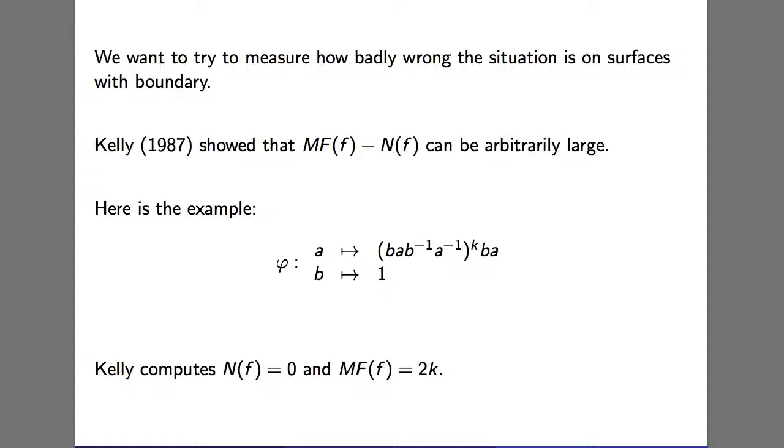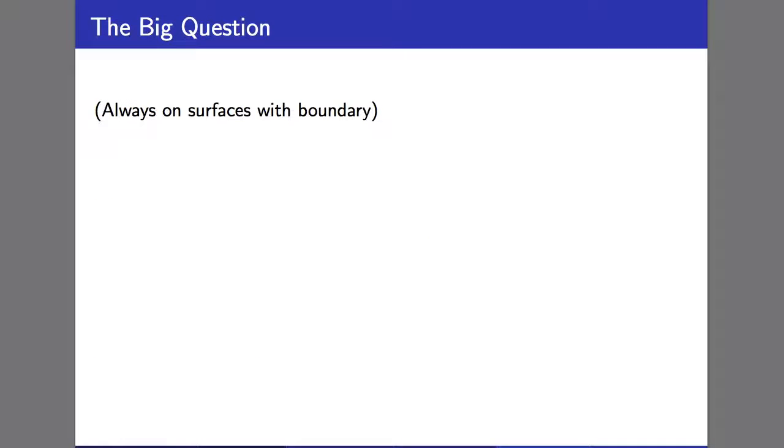Kelly does a computation, and he shows that the Nielsen number for such a map is 0, but the minimum number is equal to 2K, and this K can be anything. That means the minimum number can be as large as you like, and the Nielsen number is still just equal to 0. So this difference can be arbitrarily large.